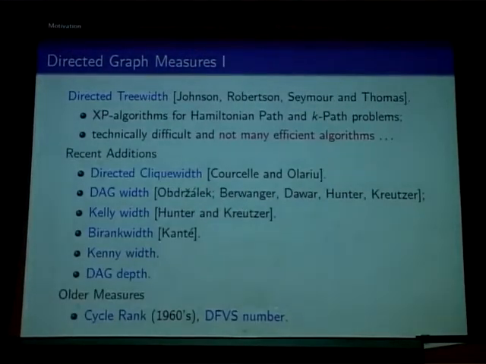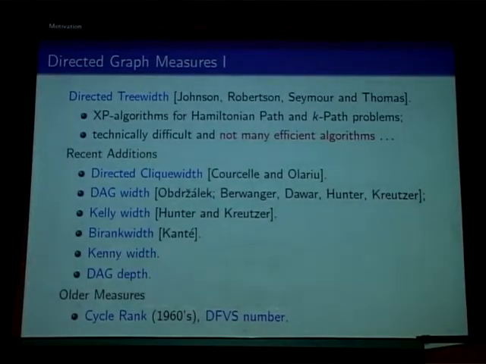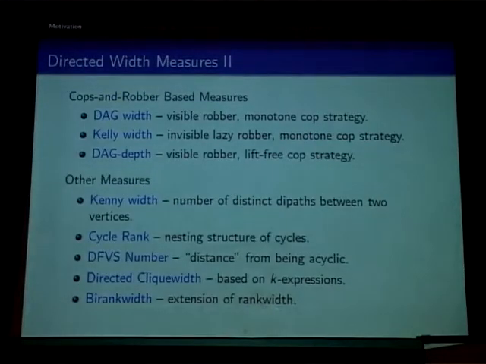Now, if you look at the directed graph scenario, this changes because you have lots of width measures, and there was first an attempt that really played a part of tree width. So what are these width measures? Some are game-based width measures: DAG width, Kelly width, DAG depth. There are other measures. Kenny width, for instance, counts the number of distinct directed paths between two vertices. The cycle rank, which originated in the 1960s, talks about the nesting structure of cycles. The DFVS number is the distance from being acyclic. Directed clique width is based on k-expressions, and bi-rank width is an extension of the undirected rank width to directed graphs.